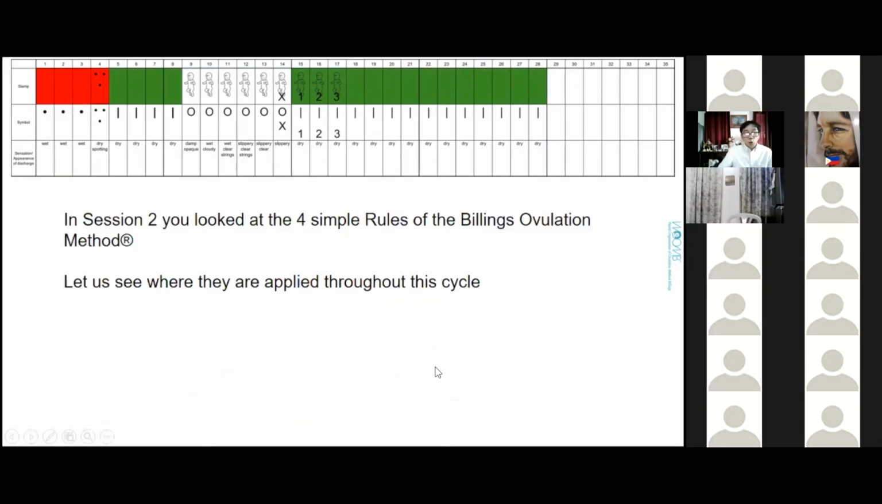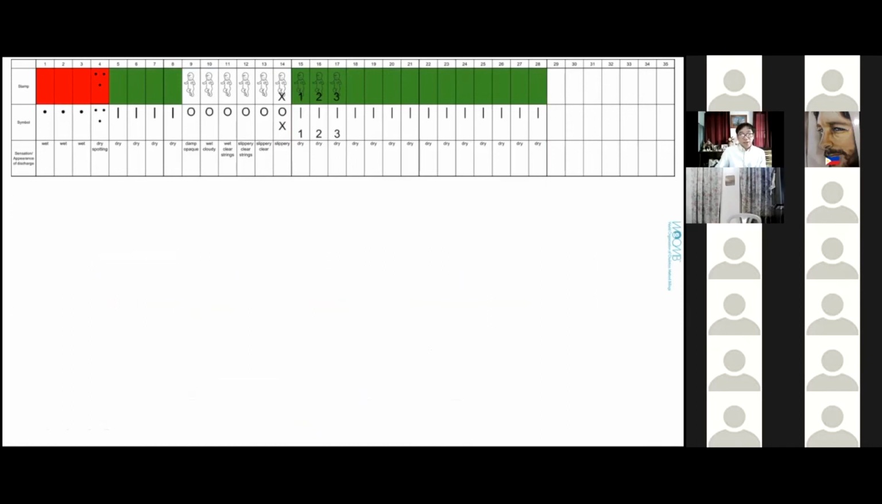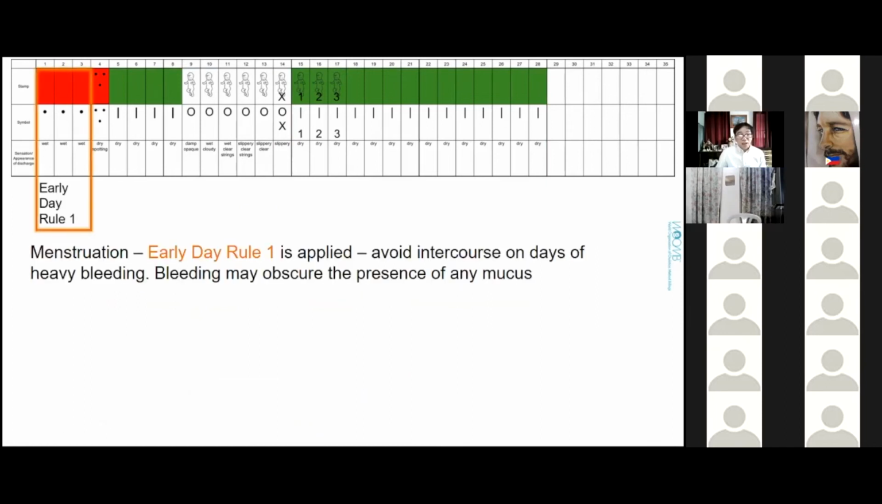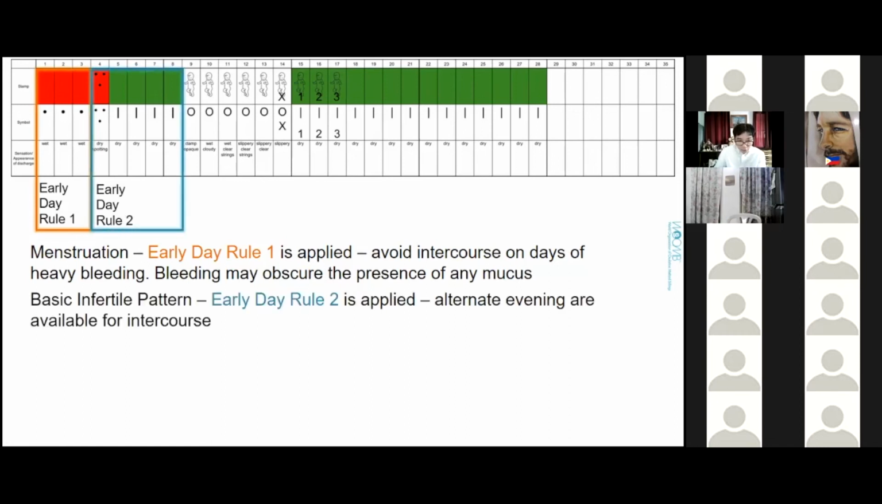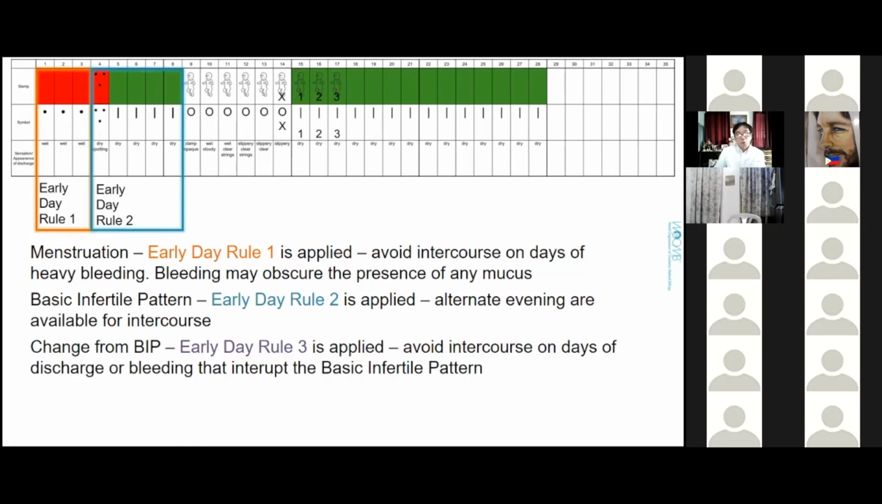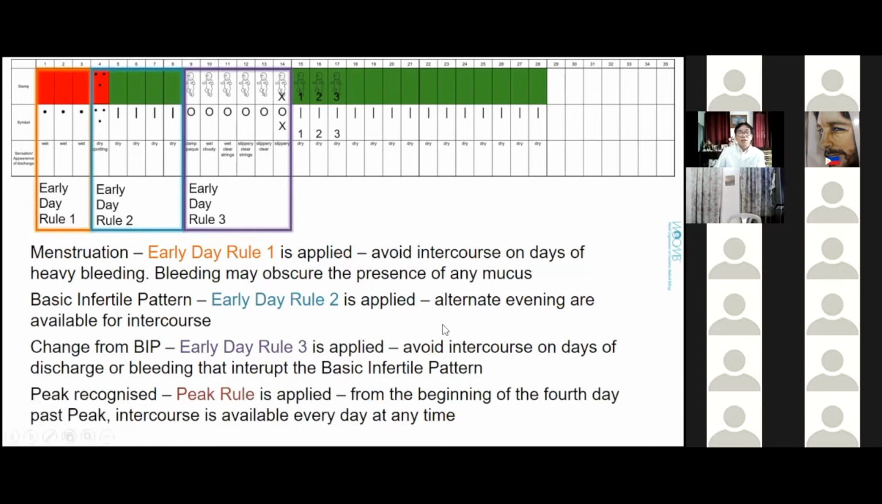So in session 2, you look at the 4 simple rules of the Billings Ovulation Method. You know all the rules. Let us see where they are applied throughout this cycle. Menstruation is EDR1: avoid intercourse during the days of bleeding. EDR2: during the days of the BIP, alternate evenings are available for intercourse. During the days of what? Mucus production, EDR3. Okay? If there is a peak, it includes day 1, day 2, and day 3 of the luteal phase. That is the peak day.